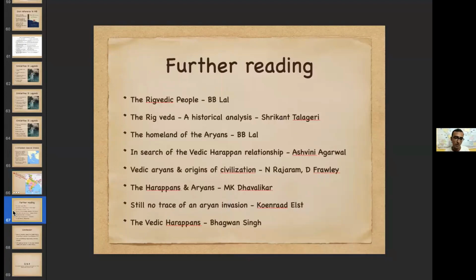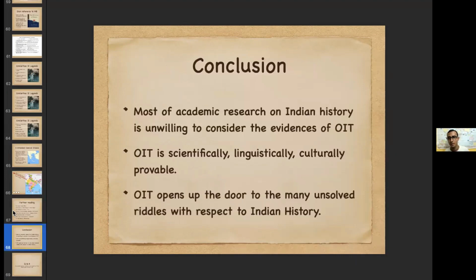And the conclusion here is that most of the academic research on Indian history is unwilling to consider the evidences of the Out of India theory, which is scientifically, linguistically, culturally provable. And when you see the world from the OIT perspective, newer and newer doors, newer and newer understandings with respect to movement of people, with respect to anthropology, will get clearer. So I would suggest that at least scholars could consider seeing the world from this perspective, because there is linguistic evidence for OIT, whereas AIT evidences are all made up, and they don't have a substantial base in itself, and they can be countered with data.